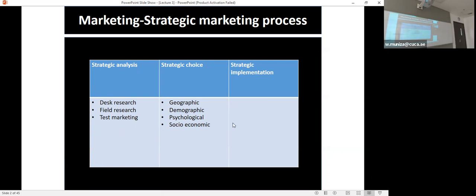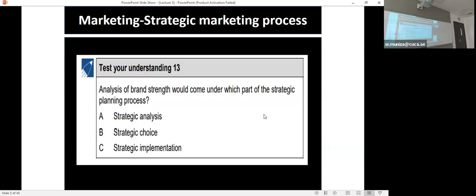Then step into the second part, that is strategic choice. We can segment the market on the basis of different characteristics. It can be a geographic segmentation on the basis of areas, demographic according to the different similar characteristics in the population, psychological according to the thinking of people, socioeconomic, social classes on the basis of the income which the persons are earning. And then in the third step, we are actually going to make the budgets in order to practically apply the marketing strategies.